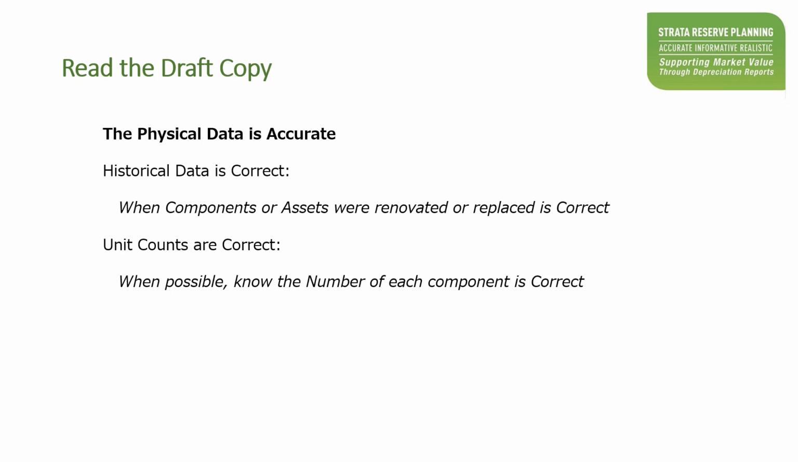The physical data needs to be accurate. The historical data, that is when the components or assets were renovated or replaced or acquired, needs to be correct. The unit counts need to be correct. That would be the number of doors, the number of windows, how many square feet of carpet is in the building, how big is the outdoor parking, that sort of thing.